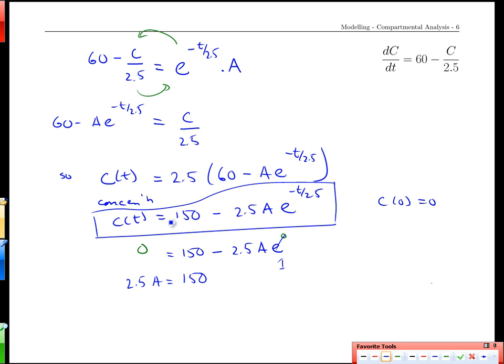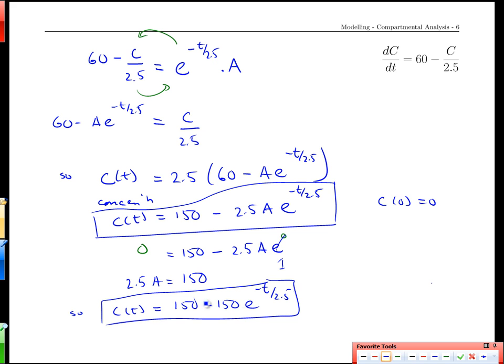Now, if you look at what we actually want to evaluate, we actually want 2.5A in our equation, so let's leave it as is. C of t is 150 minus 2.5A, and 2.5A is another 150, e to the minus t over 2.5. And that is a perfectly wonderful solution to this differential equation up here. We can predict what the concentration in the tank is over time and use that to answer some questions about the potential future health of the fish.